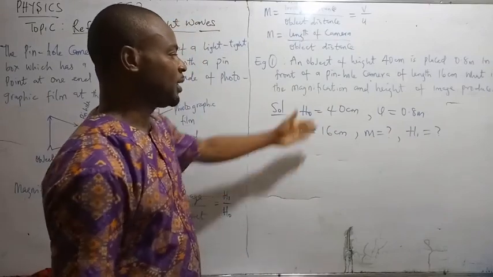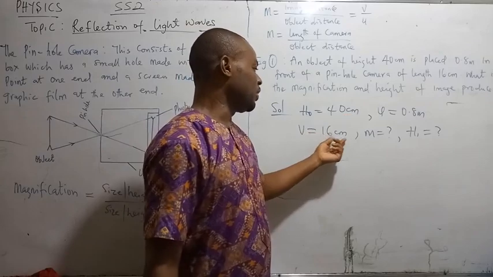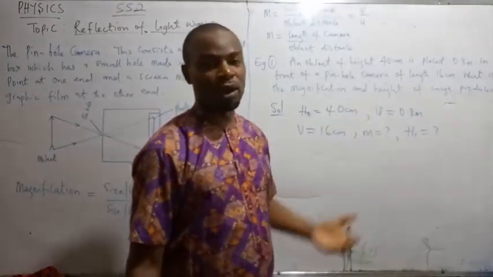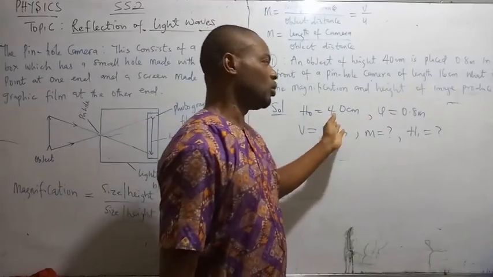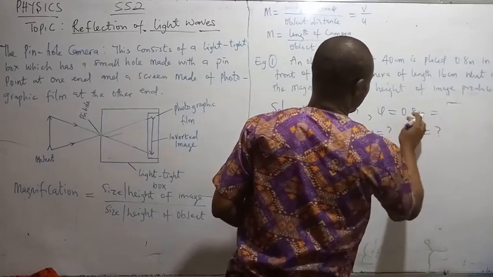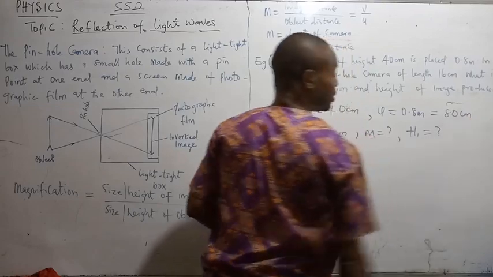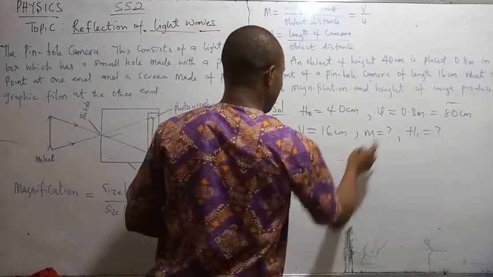Now, we'll check the parameters given. We can see that HO is in centimeters, V is in centimeters, but U is in meters, so you cannot solve. If you solve, there will be a problem. What do we do? We can convert this to centimeters. If we convert U to centimeters, this will be multiplied by 100, so we'll have 80 centimeters. Now we can solve effectively using our formula to get M.